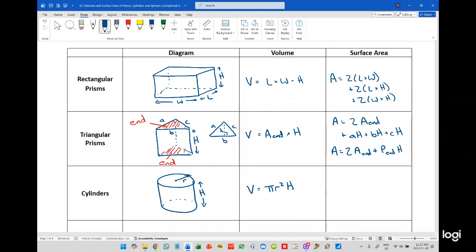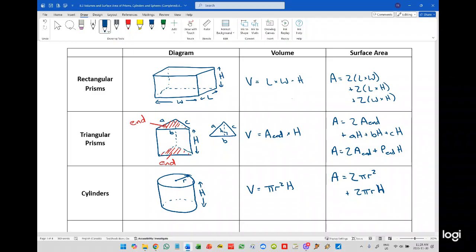Similarly, for the surface area, we have 2 times the area of the end. Since it's a circle this time, the area of the end is pi r squared. So that's the area of the top and the bottom. And then the lateral side, and we're going to look at this a little bit more in just a moment. But it's going to be the same way it was in the last one, where it's the perimeter of the end times the height. In this case, the perimeter of the end is the circumference of the circle, and the circumference of the circle is 2 pi r. And then we multiply that by the height.